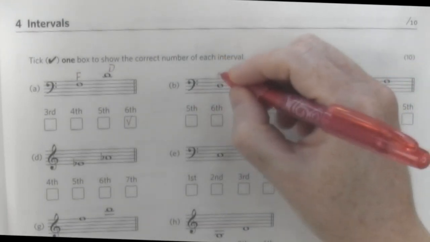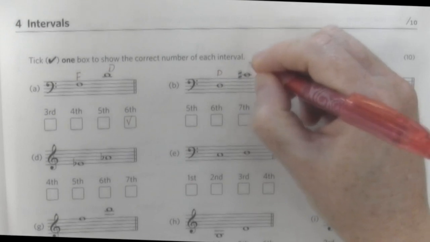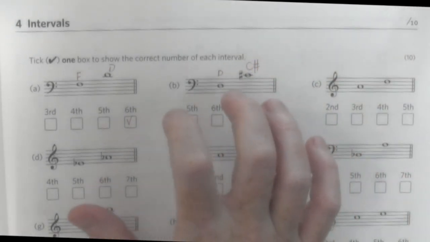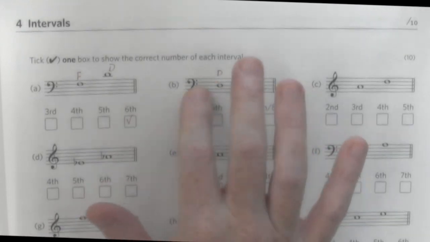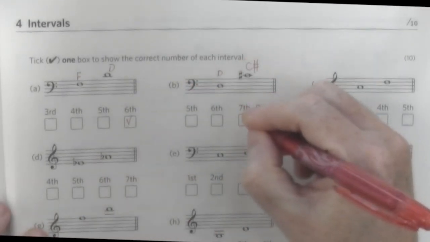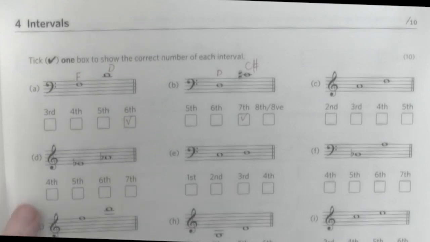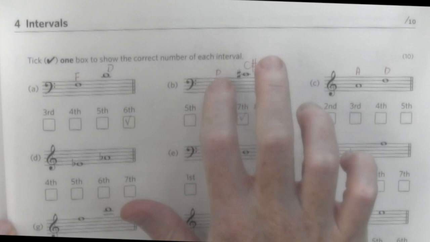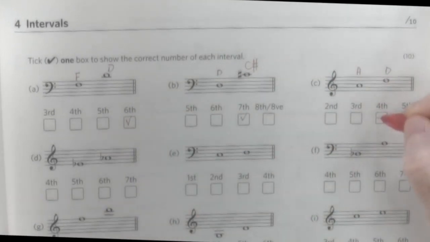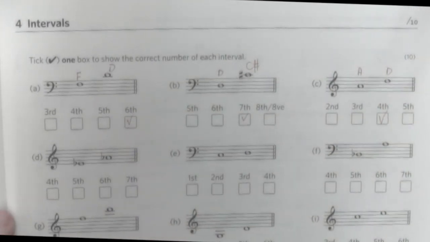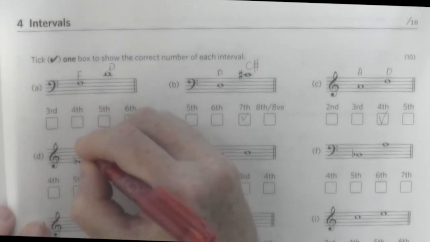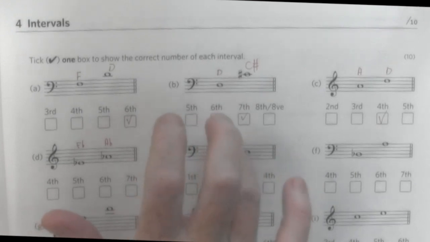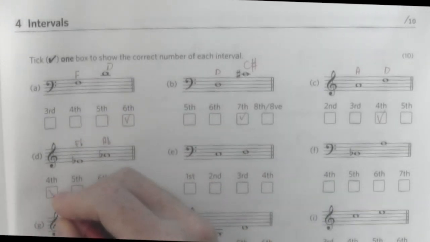Fa, Mi, Re. This is D and Do sharp. Does it matter here? No. Let's count. Re, Mi, Fa, Sol, La, Si, Do. A 7th. La, Re. La, Si, Do, Re. A 4th. Mi, La. Mi, Fa, Sol, La. A 4th.